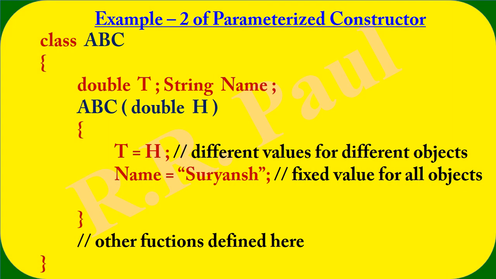Now let us see example number 2. In this we have two instance variables, double type T and string type name. But only one parameter is being passed to this constructor, although we have two instance variables. So we can see that there is no need to pass values for each instance variable. Some of the instance variables can be given a fixed value also.